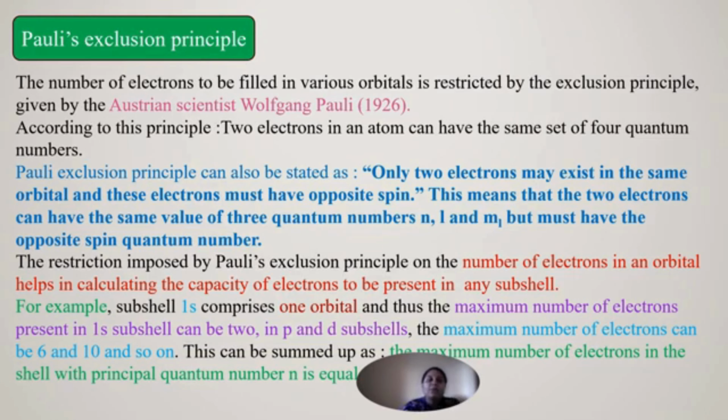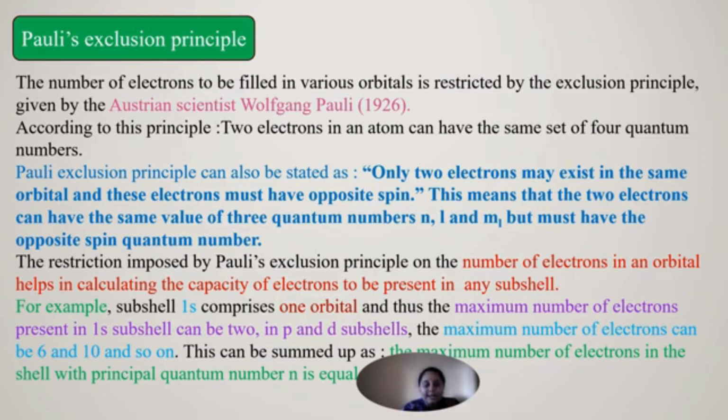So the next one is about Pauli's exclusion principle. The number of electrons to be filled in various orbitals is restricted by the exclusion principle given by Pauli. No 2 electrons in an atom can have the same set of 4 quantum numbers. Only 2 electrons exist in an orbital, and these electrons must have opposite spin.